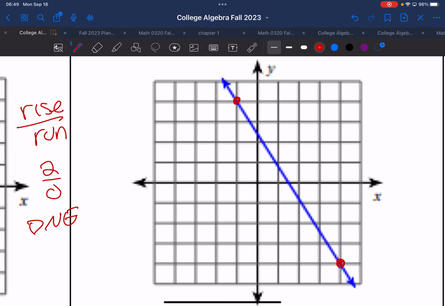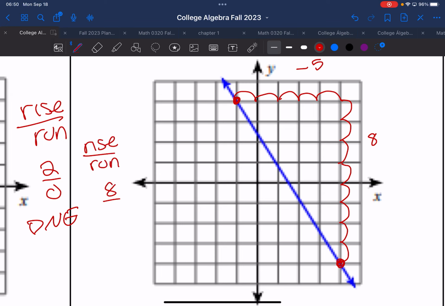So doing my rise over run, I'm going to go up 1, 2, 3, 4, 5, 6, 7, 8. And I'm going to run in the left direction, which is going to make my number what? Negative. 1, 2, 3, 4, 5. So my slope is what? Good. 8 over negative 5. I'm just going to put that negative in the front. So negative 8/5.